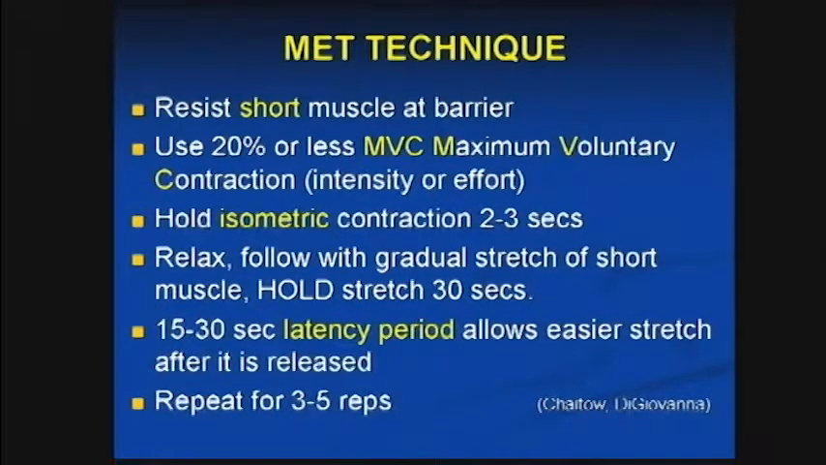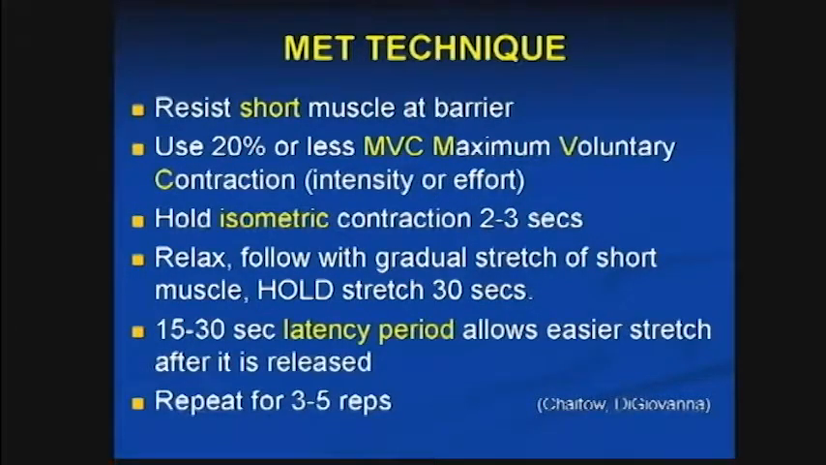You're going to ask the client to give you 20% or less effort in bending that elbow. 20% or less of what we call maximum voluntary contraction. That's effort or intensity. So we'll actually resist them. I'll say, I'm going to have you push against me. Bend your elbow and resist them at the end of their arm there, the distal radius and ulna. Give me 20% or less effort. Just bend that elbow a little bit. Hold it, hold it, hold it. Have them hold that isometric contraction still for 2 or 3 seconds.